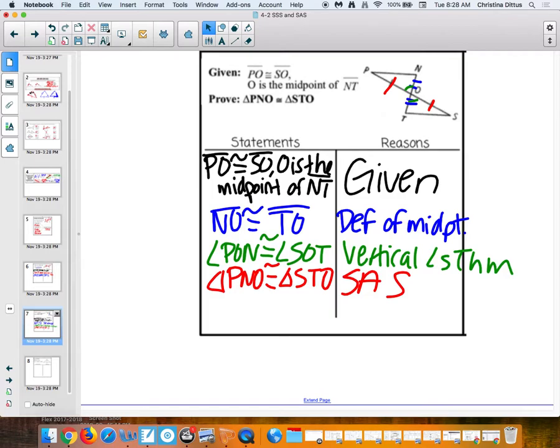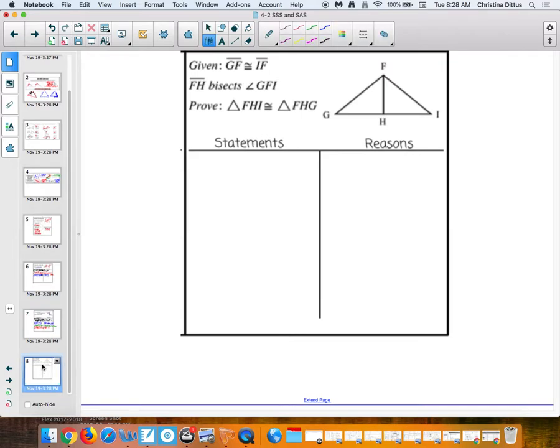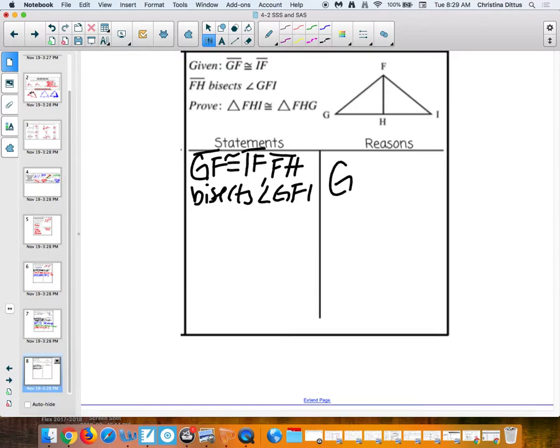Okay, we got one more. First thing is to do what? Write down the given: GF is congruent to IF, and FH bisects angle GFI. Step 1, always write down your given. Second thing, check your picture. Is my picture marked? No.